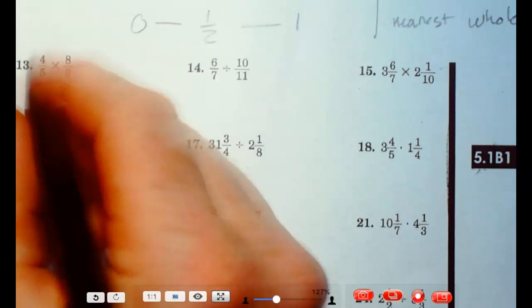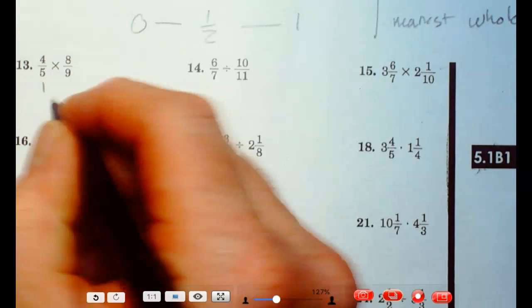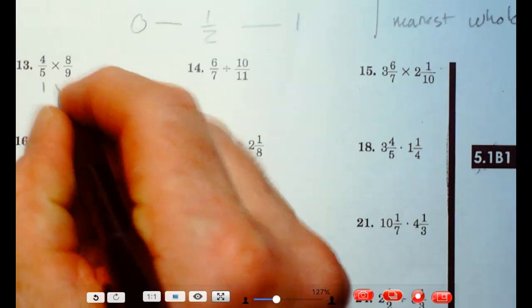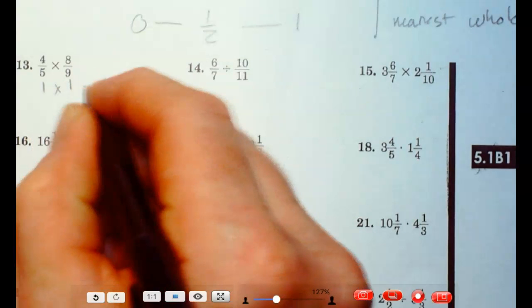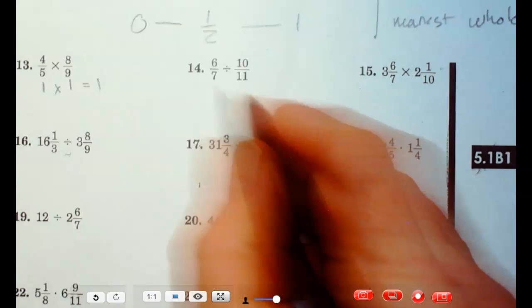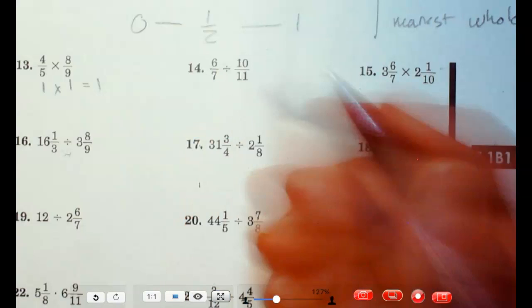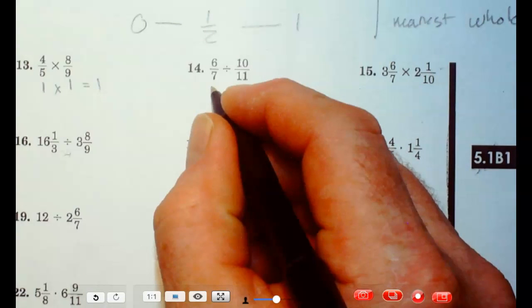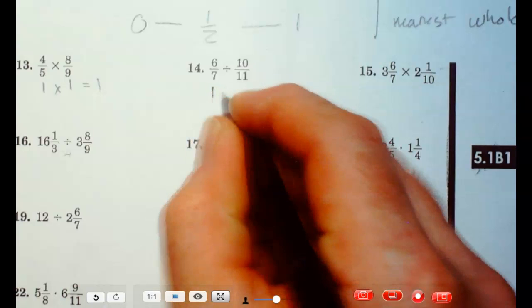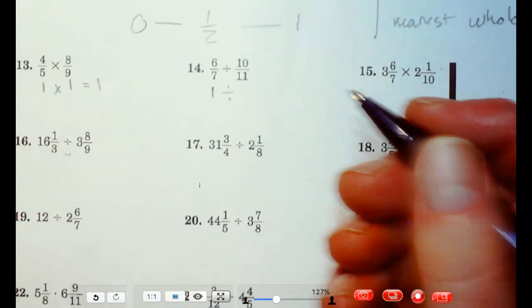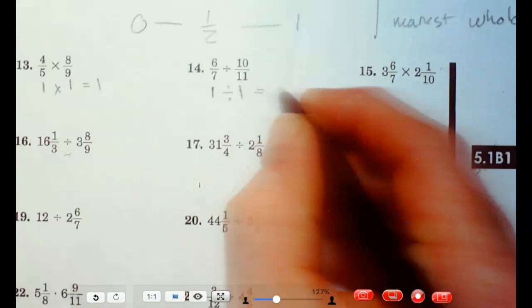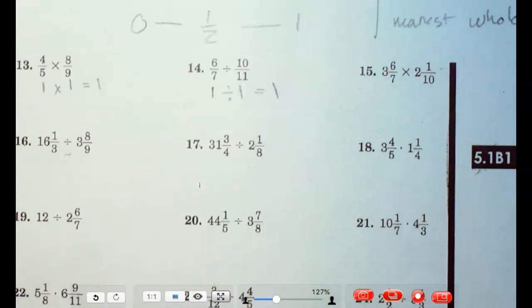So 4/5, this is closest to 1. And we're going to go times 8/9. 8/9 is almost a whole too. 1 times 1 is 1. This one is 6/7, which is almost 6 out of 7. 6 pieces out of 7, that's almost a whole. So it's 1 divided by 10/11. Well, 10 pieces out of 11, that's almost a whole too. 1 divided by 1 is 1.